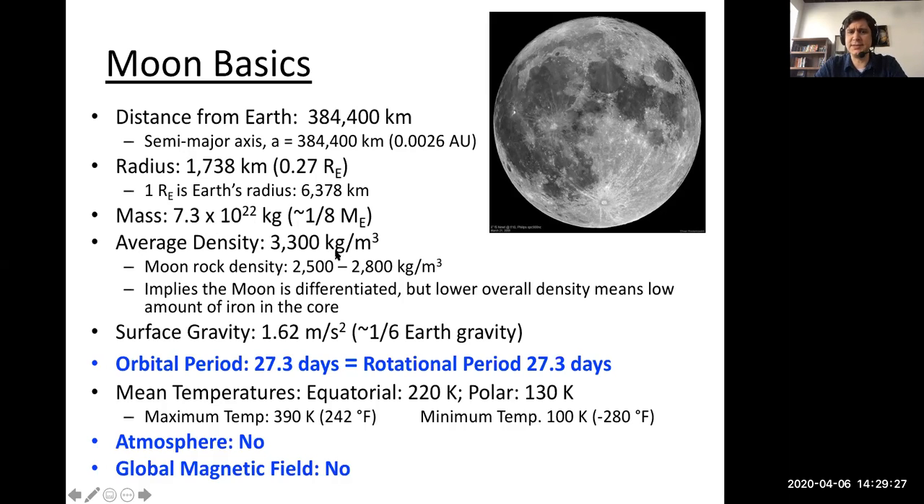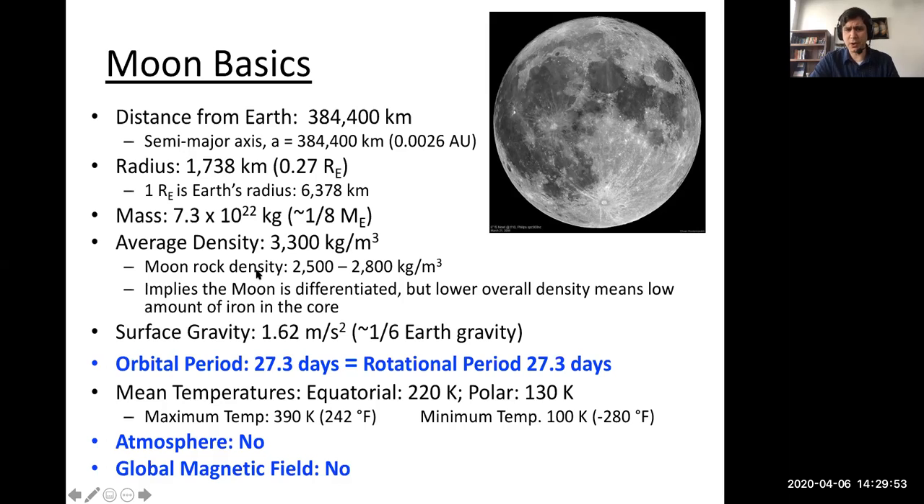Now this ends up being a very interesting number, the average density. Density is just how much mass you have per volume, so how much stuff you have crammed into a space. The average density of the moon is 3,300 kilograms per cubic meter. Earth is about 5,500 kilograms per cubic meter, so the moon has a lower average density than the Earth.